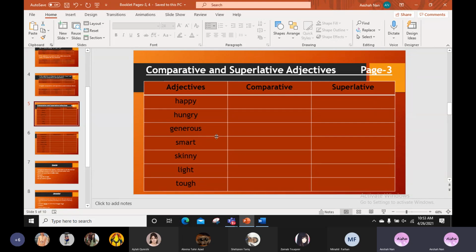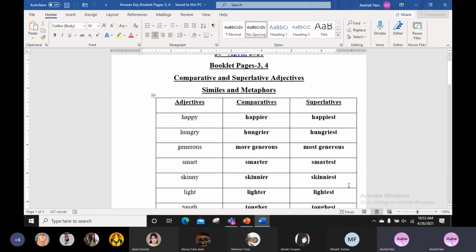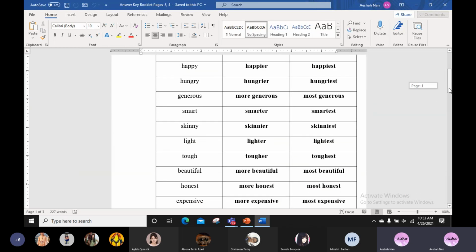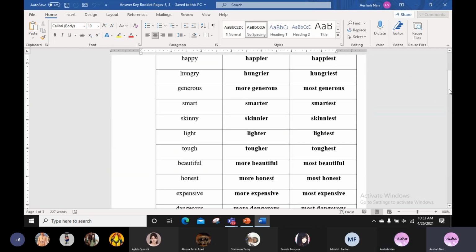Generous is a long word and it sounds strange when we add ER or EST. What will we add? We will add more generous, most generous. Yes, good. Smart is the usual one. Again, skinny is a word ending with Y. Light is the usual. Tough is usual. So I think there is no confusion, right? This is the answer key. I want you all to complete it quickly. Okay, teacher. Start writing, girls.